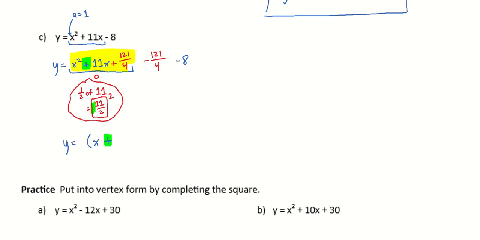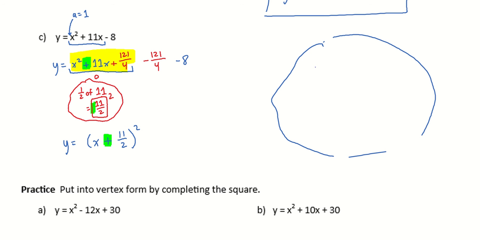Okay, so the number in the box is the end of that binomial being squared. And then over here in the margins, I'm going to do my actual math of what is negative 121 over 4 minus 8 over 1, common denominator, minus 121 over 4 minus 32 over 4. And if we combine those numerators, negative 121 and negative 32 as integers combine to negative 153 over 4. So I'm going to write minus 153 over 4.